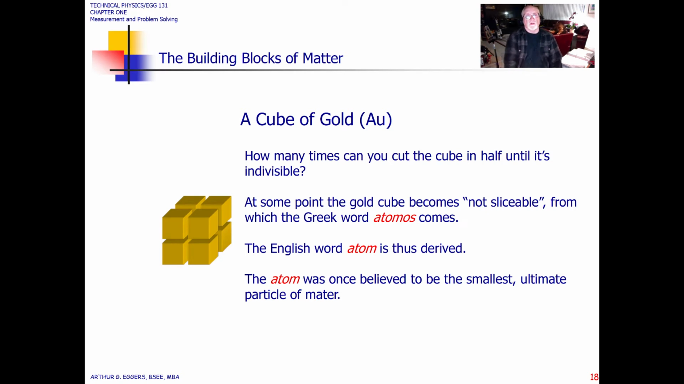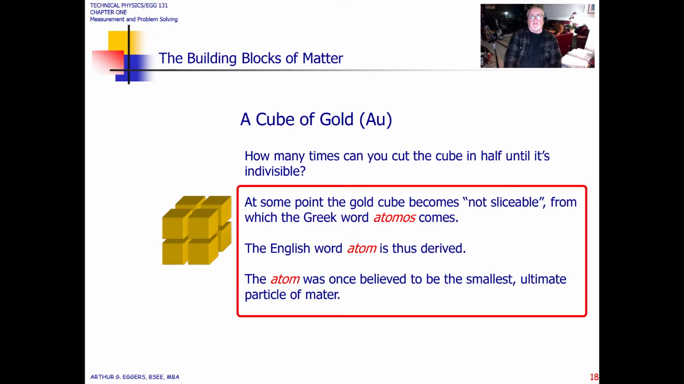A cube of gold, then, if we take a look at it, how many times can you cut the cube in half until it's indivisible? Theoretically, you can keep cutting it until you get it down to the fundamental unit. At some point, the gold cube becomes unsliceable, from which the word in Greek, atomos, comes. The English word for atom then was thus derived from that value. The atom was once believed to be the smallest and the ultimate particle of matter.